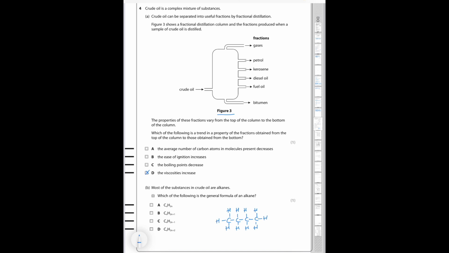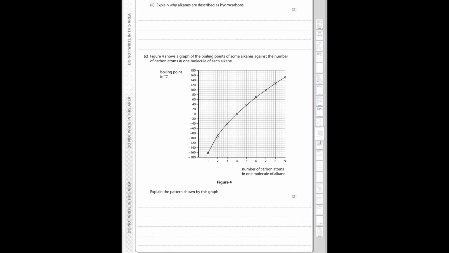end. So the correct answer is going to be D, which is CnH2n+2. So we've got to remember that we have those extra 2 on the end. Explain why alkanes are described as hydrocarbons. So alkanes are described as hydrocarbons because they are compounds which contain hydrogen and carbon atoms only. Now, if you don't put the word only at the end, you would only get 1 mark.